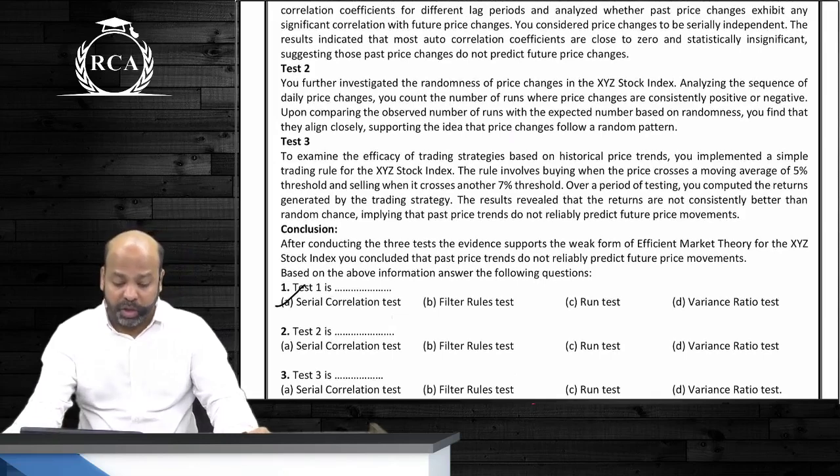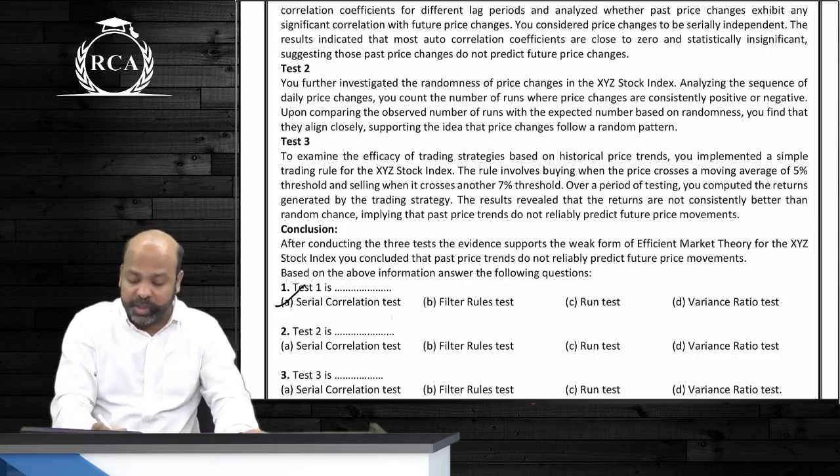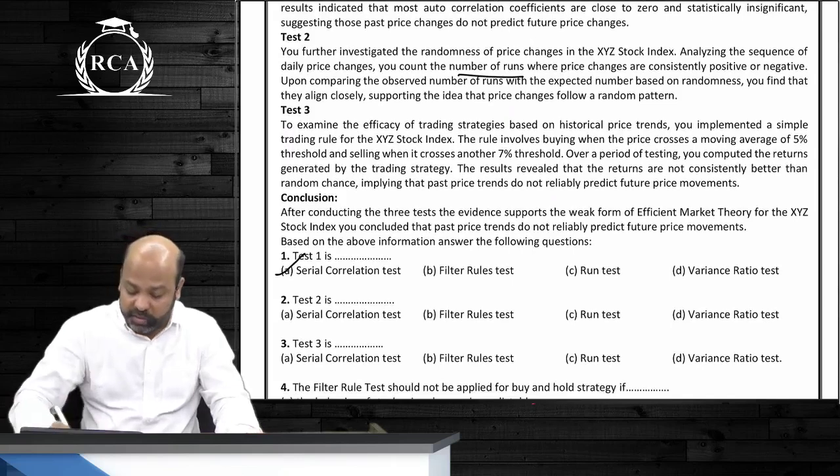Test 2, you further investigated the randomness of price changes. Analyzing the sequence of daily price changes, you counted the number of runs. This is the run test. Test 2 is option C.